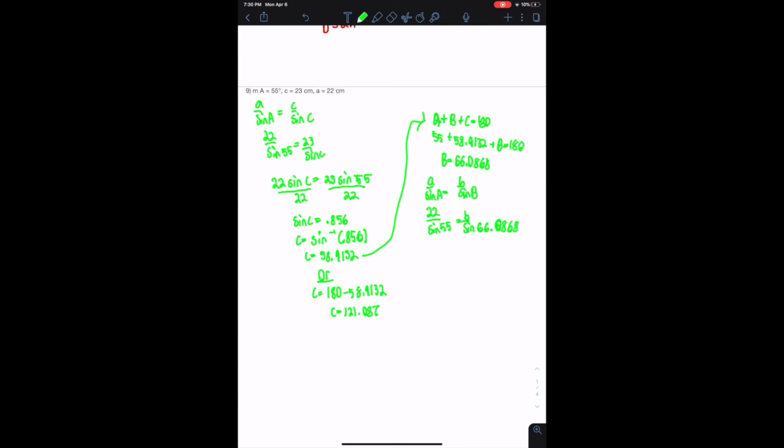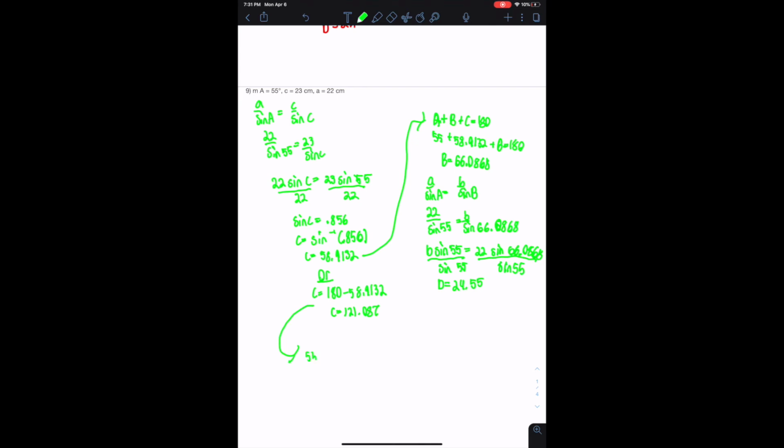From there, we want to isolate b. So we cross multiply. So it will be b sine 55 equals 22 sine 66.0868. So we want to divide sine 55 on both sides, and that will give us our b value, which is 24.55.